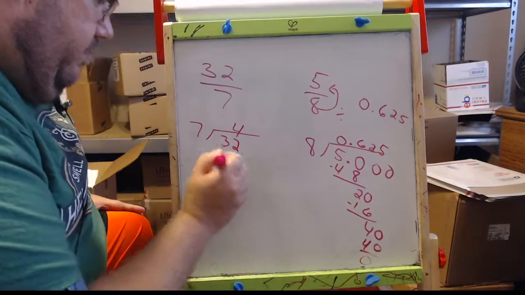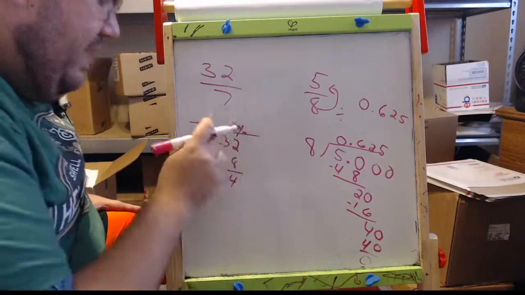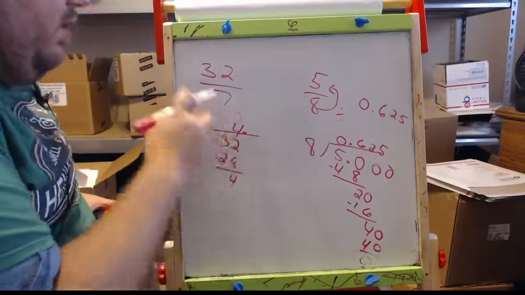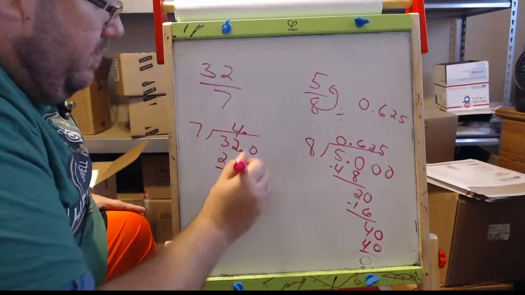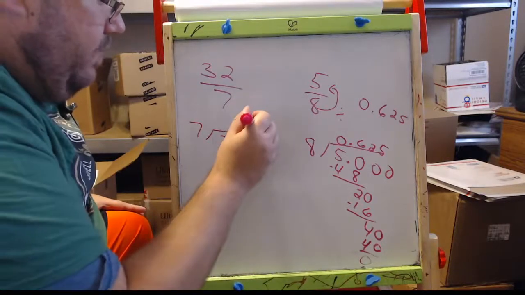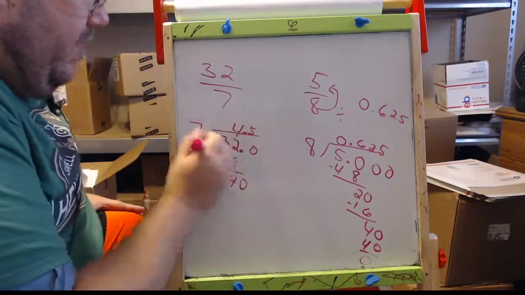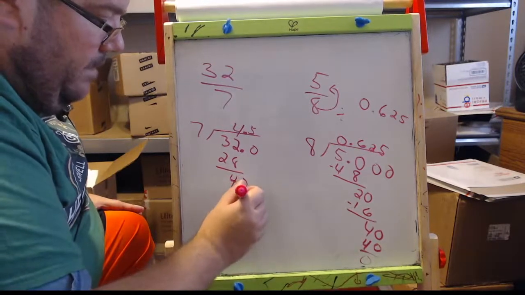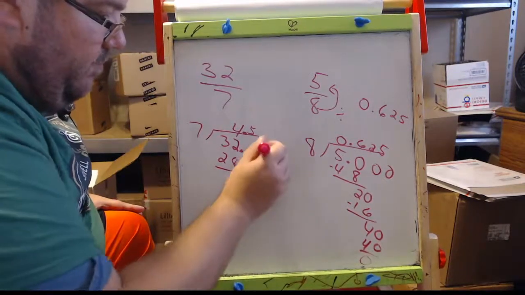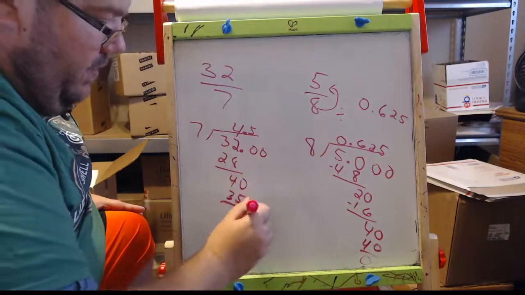Okay. Now, what we did last time is we put the 4 here and we put 4 over 7. What we could do is put a decimal in, put a 0. 7 goes into 45 times. 5 times 7 is 35. 5 left over. Put a 0 there. All right, bring the 0 down.